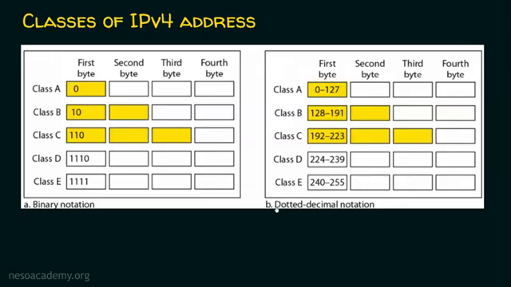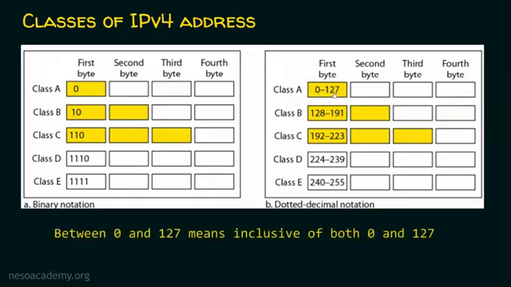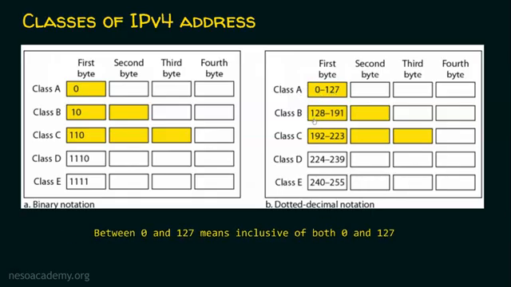In case it is given in dotted decimal notation, if the first byte or the first octet is between 0 and 127, it belongs to class A. If it is between 128 and 191, it belongs to class B. If it is 192 to 223, it is class C. If it is between 224 and 239, it is class D. And if the first octet is between 240 and 255, then it is class E. How can these values be generated? In an IPv4 address in dotted decimal notation, every octet will be between 0 and 255.